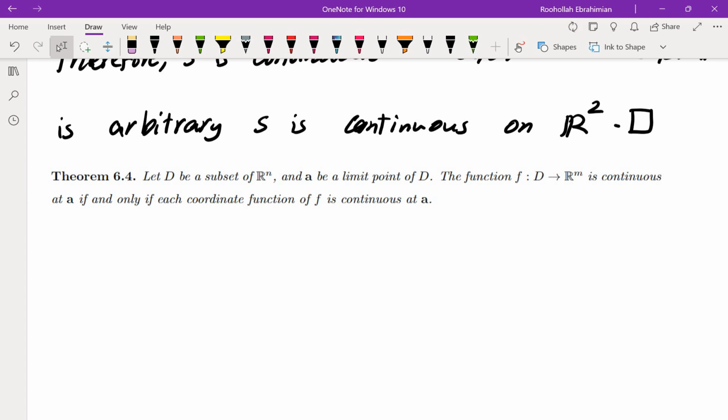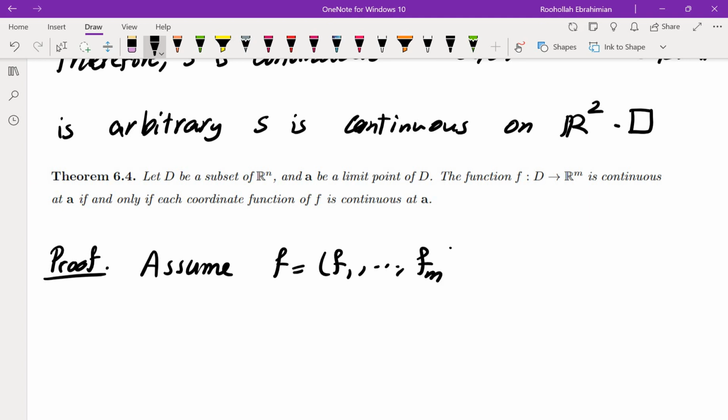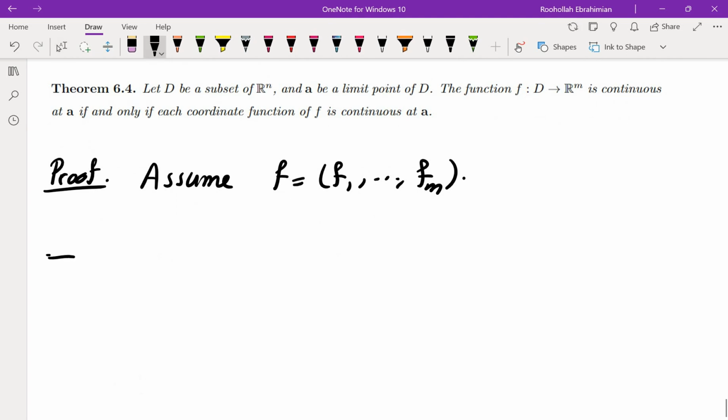Let D be a subset of Rn and a be a limit point of D. The function f from D to Rm is continuous if and only if each coordinate function is continuous. So what's the reason for that? The reason is basically the limit of coordinates is coordinate of limits. So there is an if and only if here. Before I do the two directions, let me just assume that f is (f1 through fm). So the coordinates of this are called f1 through fm.